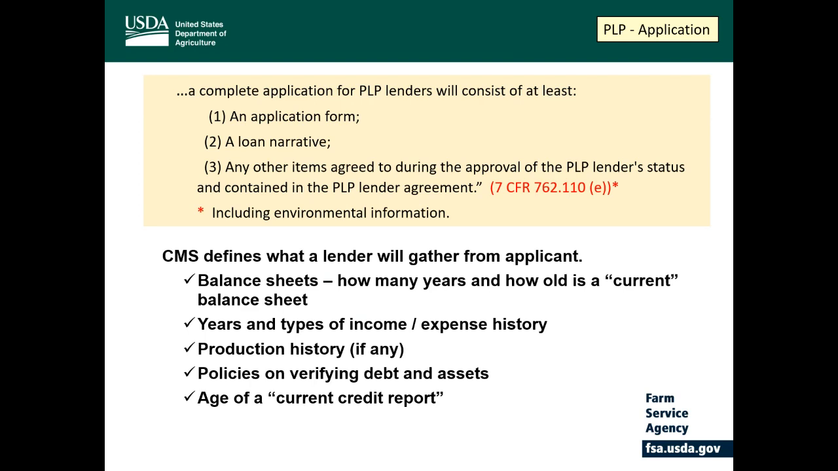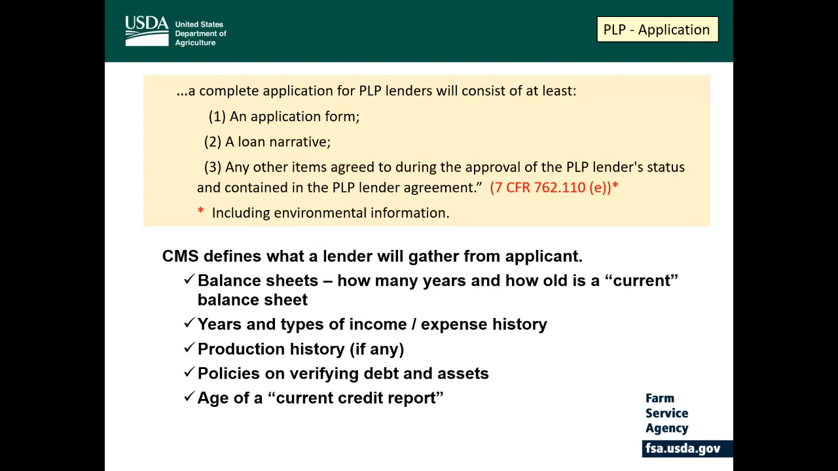So lead off, like I say, one of the biggest differences for PLP is the application. They don't have to give us nearly as much, and they tell us what they're going to collect. Up in the top of this slide, you see the highlighted language there. This is the language straight out of our regulations, 762.110. And it says that for PLP lenders, the application is going to be an application form, a narrative, and whatever else we essentially negotiate with them during the origination and renewal process and is in the lender's agreement.